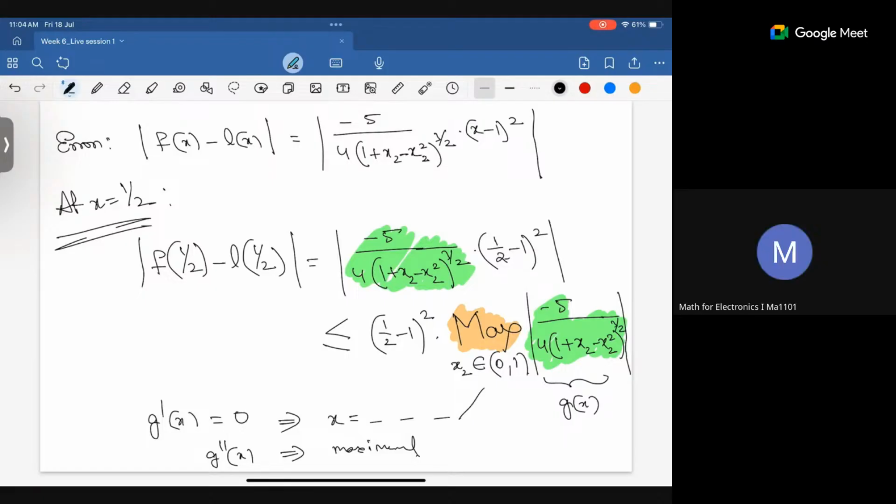Okay. So we have to do all these things. But since this is an activity question and we have also given a hint saying that use Desmos, we can clearly use Desmos and see at which point this attains maximum. Right. So if you have joined with a laptop, just open Desmos and look at 5 by 4 into, or you can pull that 5 by 4 out also, right? It is independent of x2. So look at 1 by 1 plus x2 minus x2 square whole power 3 by 2.